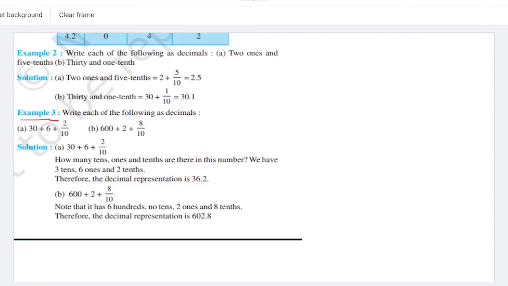Coming to the next example, write each of the following as decimals. 30 plus 6 plus 2 by 10. 30 plus 6 you know it is 36. 2 by 10 will be 0.2. So altogether it will be 36.2. Then 600 plus 2 plus 8 by 10. 600 plus 2 is 602. 8 by 10 is 0.8. So altogether it will be 602.8.